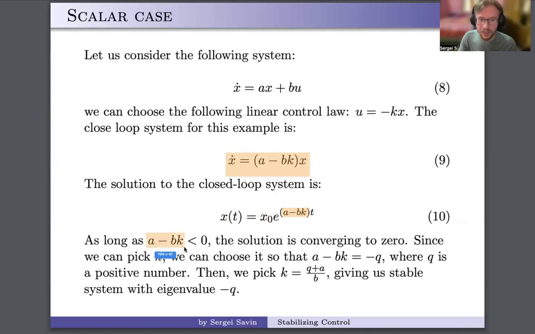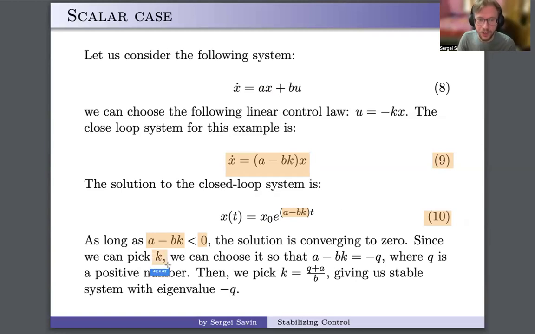Now, as long as a minus bk is negative, the solution is convergent to zero. This is clear from 10, but also from 9, it is clear because of the criteria for stability. So this can be derived either from the criteria or directly from the solution.